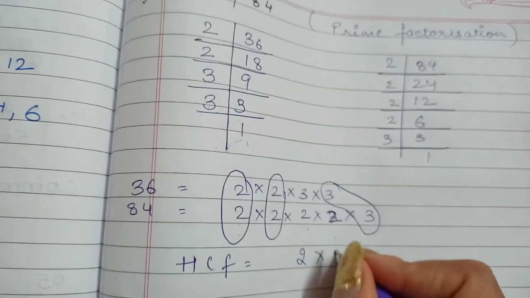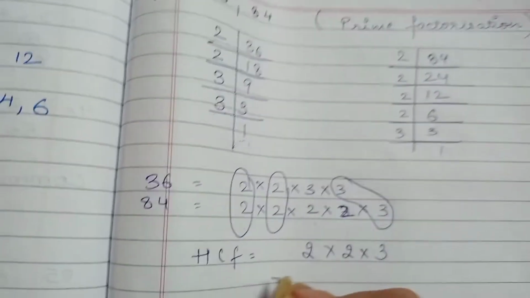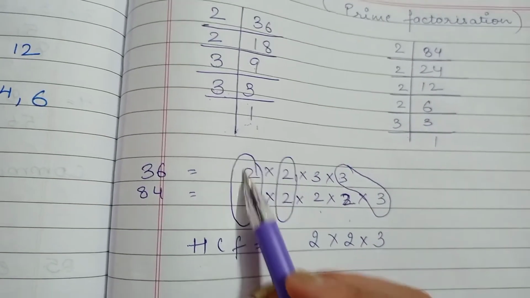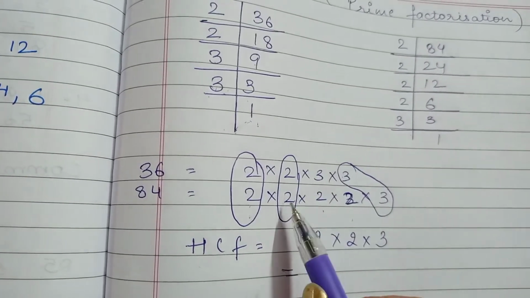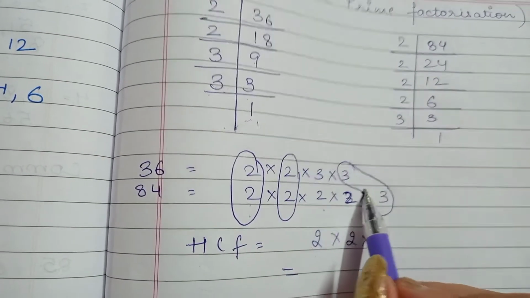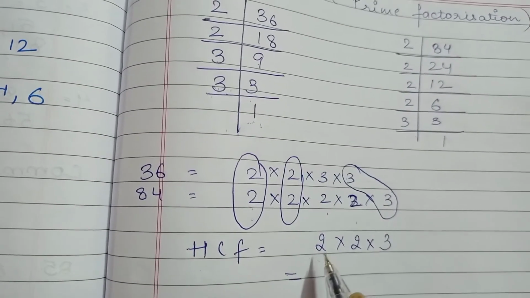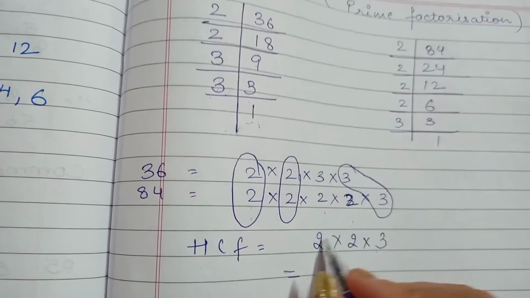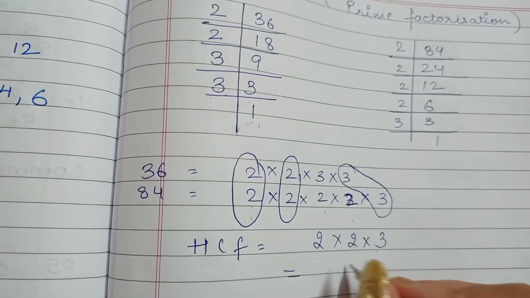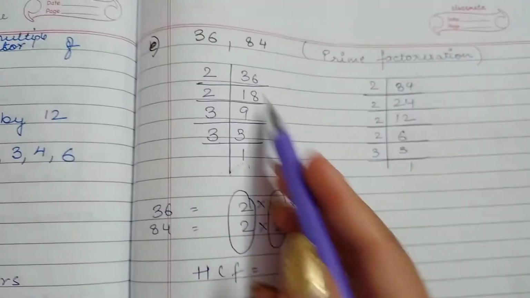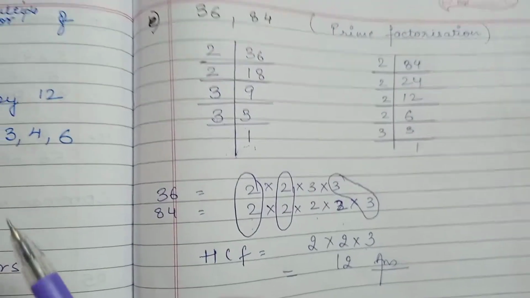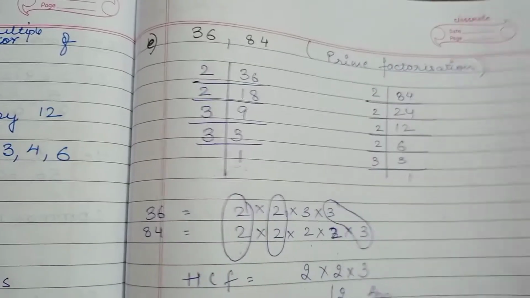Therefore the factors which we have got common are 2. From one pair, from one circle, we'll copy 1, 2 only. For this I have copied this 2, for this I have copied this 2, and for this pair I have copied this 3. Now we'll multiply and we'll get our answer. 2 times of 2, 4, 4 3s are 12. Therefore 12 is the HCF for 36 and 84. This was E part of question 1.